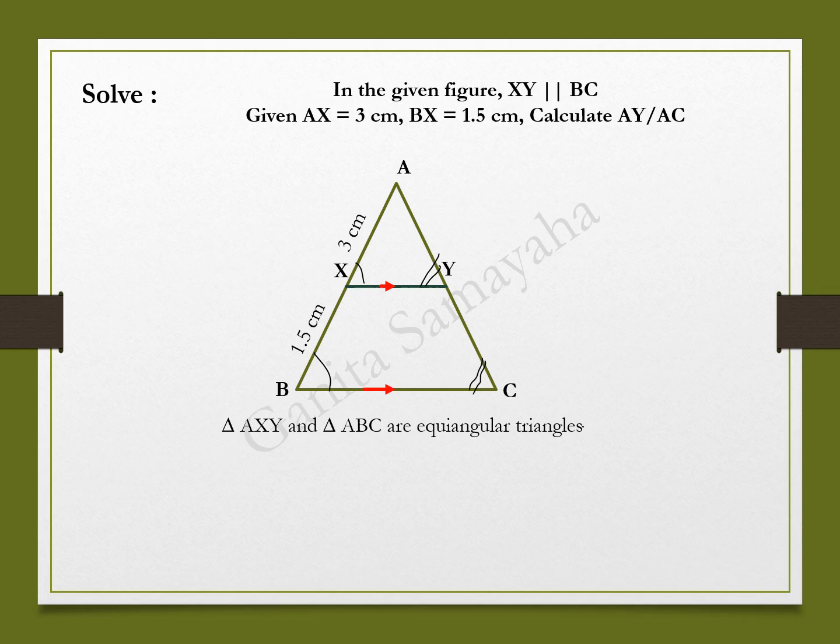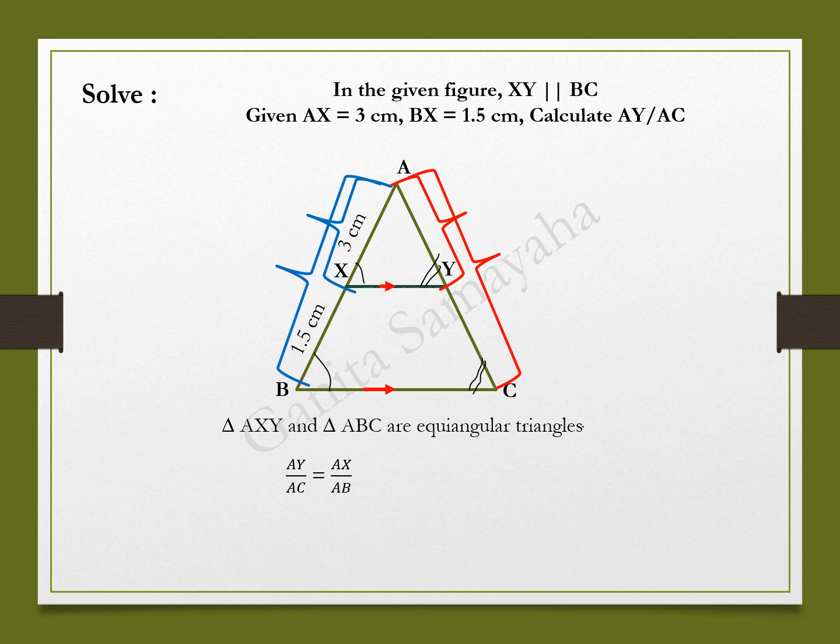Now we have to find the corresponding sides. Okay, so we have AY as the corresponding side to X and AC as the corresponding side to B. Similarly, we have AX as the corresponding side to Y and AB as the corresponding side with respect to C. So let us write the ratio now. AY by AC, small triangle over big triangle, is equal to AX by AB.